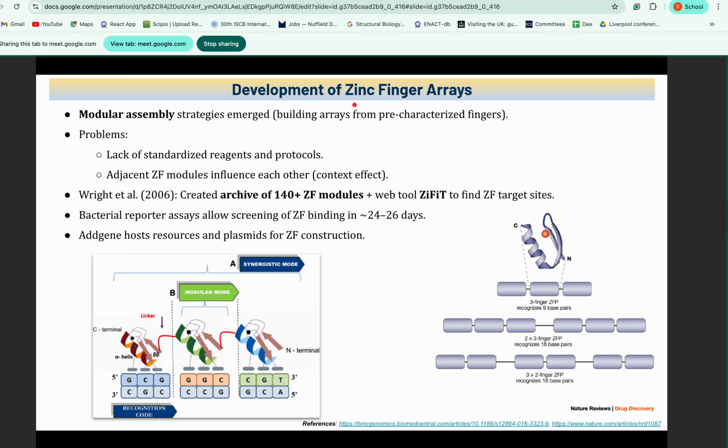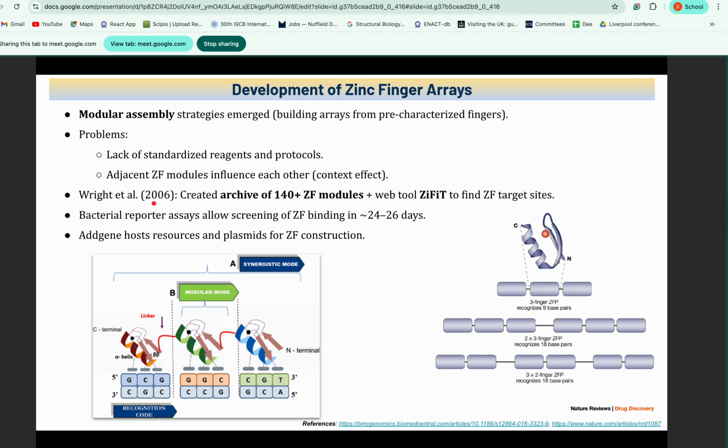So now how to develop these zinc finger arrays? Arrays means when we are repeating something into longer units. That is referred to as an array here. So modular assembly strategies emerged, which means we can build the arrays from pre-characterized fingers. But the problem is the lack of standardized reagents and protocols, and adjacent zinc finger modules influence each other. So there is a context effect.